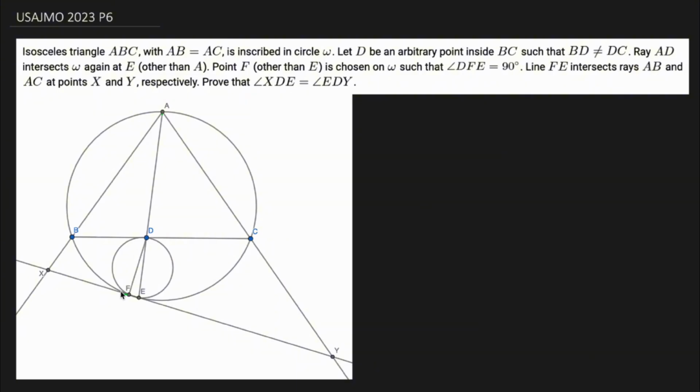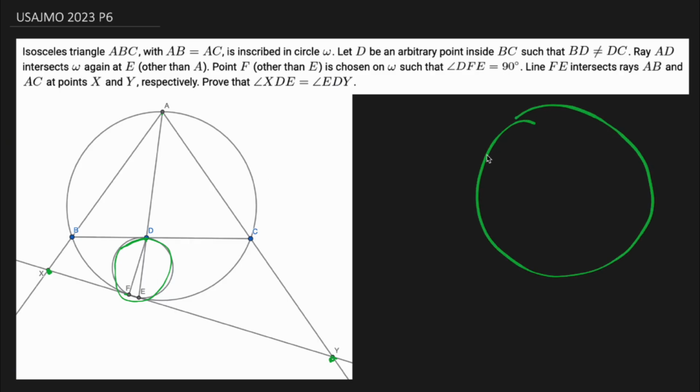The first thing we should notice is that the condition that angle DFE is 90 degrees is the same as the fact that F lies on the circle with diameter DE, because everything on the circle is a right angle with respect to D and E. So we can actually notice a bit of a significance of the points X and Y here. Specifically, let me draw something out here.